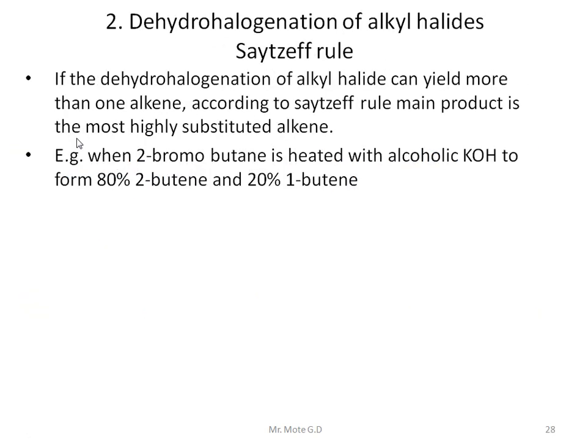Then we will discuss the dehydrohalogenation of alkyl halide, that is Saytzeff rule. If the dehydrohalogenation of alkyl halides can yield more than one alkene, according to the Saytzeff rule, the main product is the highly substituted alkene. We will take one example. When 2-bromobutane is heated with alcoholic KOH, it will produce 80% 2-butene and 20% 1-butene. So let us see how the Saytzeff rule is followed.